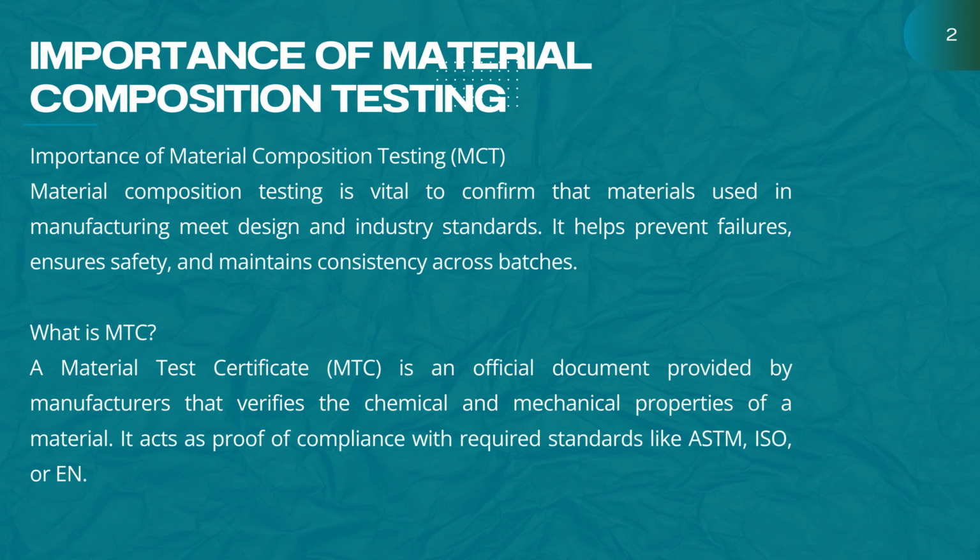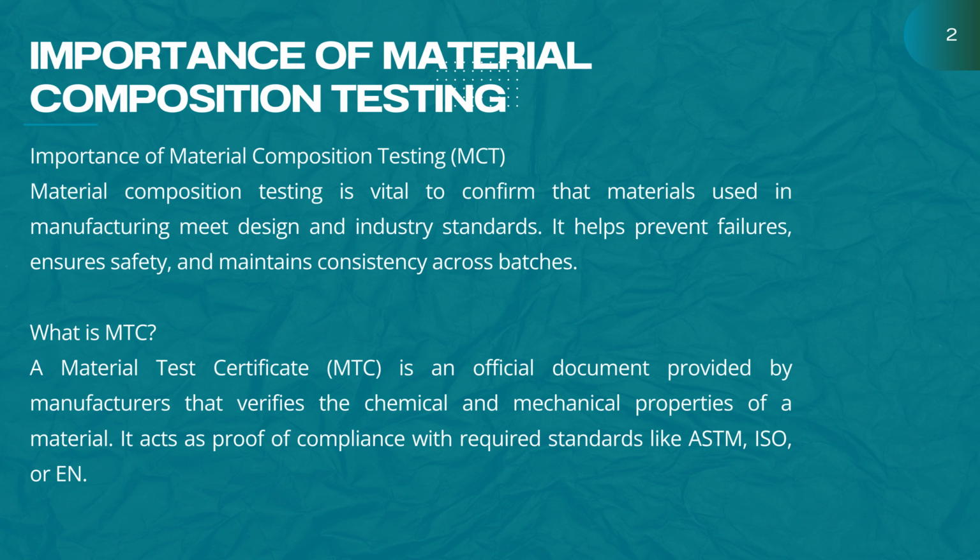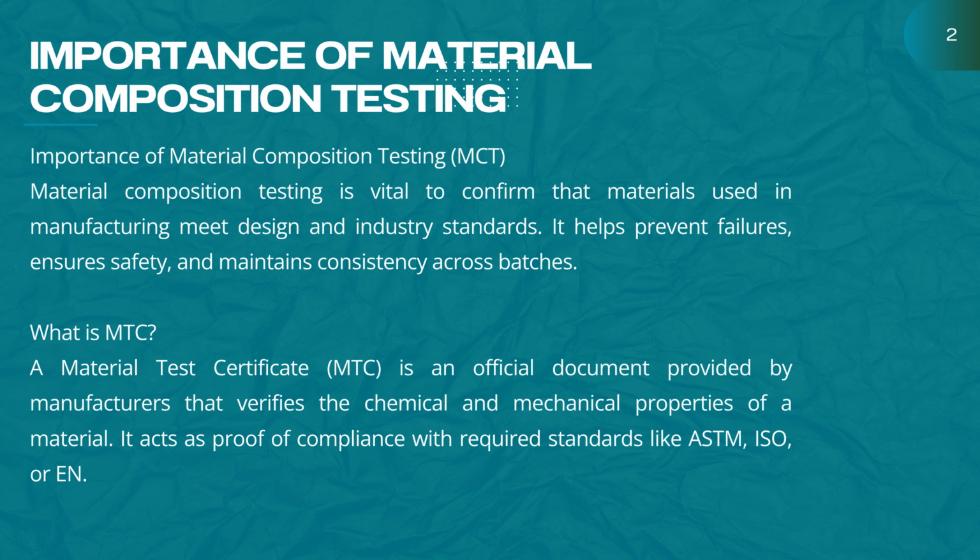Let's look at why material composition testing is so important. It verifies whether materials used in production meet the required specifications, ensuring safety, quality, and consistency across every batch. We also introduce the Material Test Certificate, or MTC, a document that manufacturers provide to confirm the chemical and mechanical properties of a material. It's essentially proof that the material complies with global standards like ASTM, ISO, or EN.